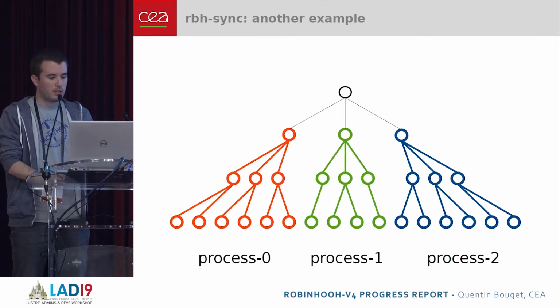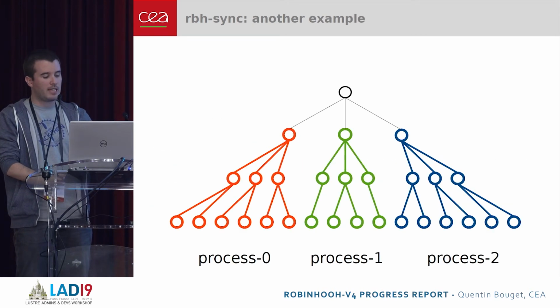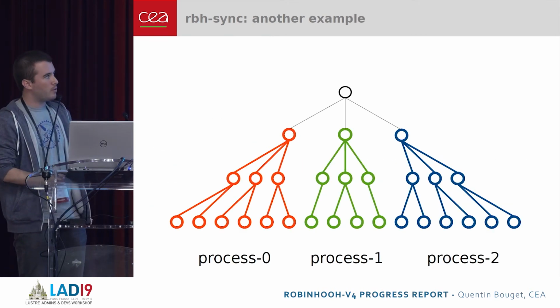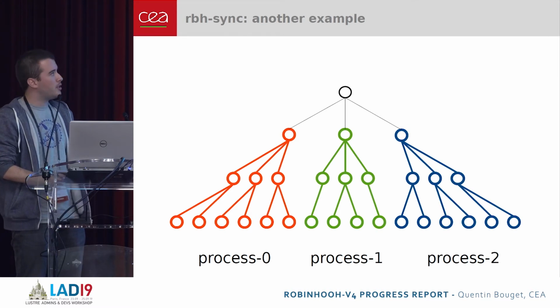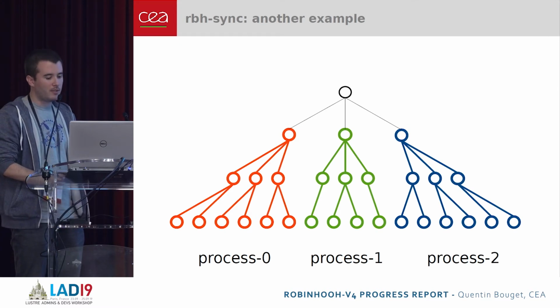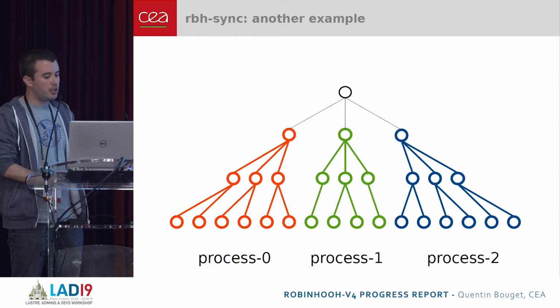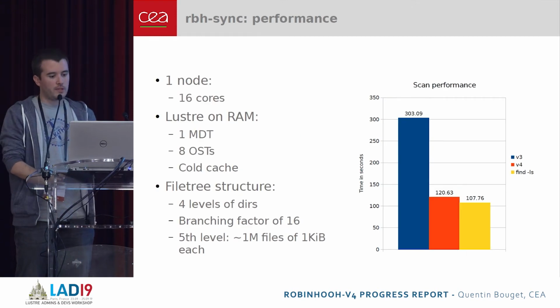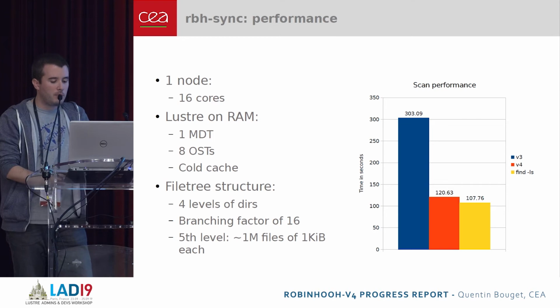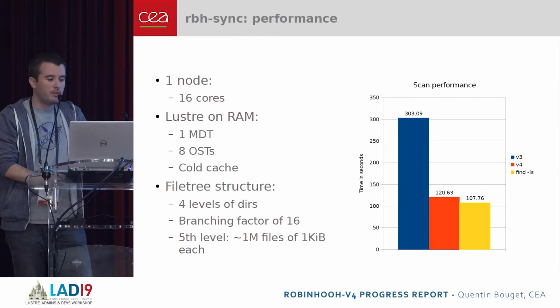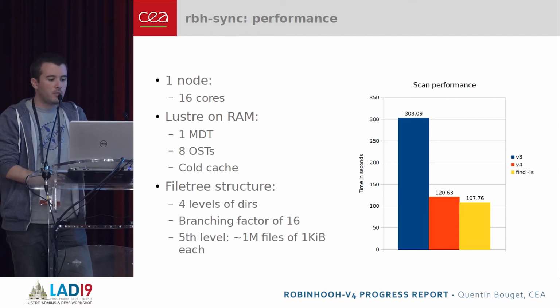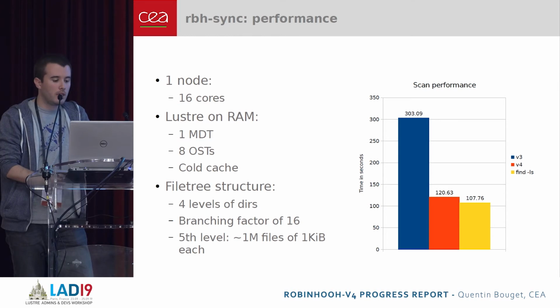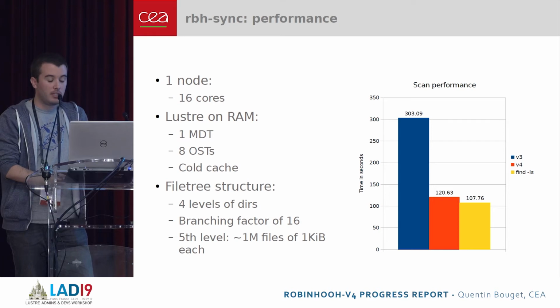Let's look at performance. So this example translates in terms of parallelism to this sort of partitioning. Here, with a somewhat pretty well-balanced file system, this would provide you with a good level of parallelism. And let's look at performance. I ran my benchmark on a test system which ran on one node with 16 cores. I used Lustre on RAM, which means that I had loop devices which were backed by files in my /dev/shm.